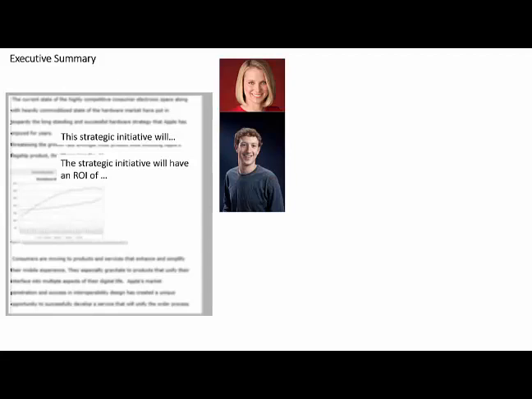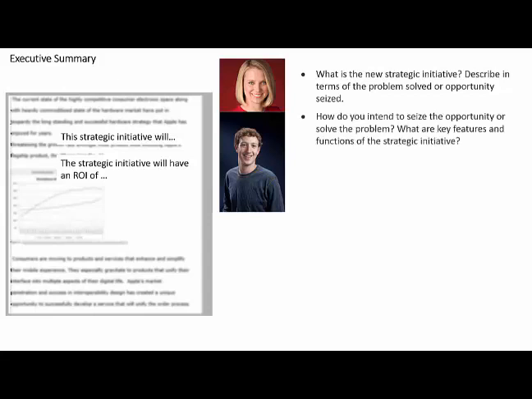You have to understand that those who read your executive summary are busy individuals. You've got to make sure that you clearly and concisely talk about the key things that are on their mind. And there is that list of questions. The first is, what is this new strategic initiative? And here you need to describe it in terms of the problem solved or the opportunity that you intend to seize. Then, how do you intend to seize that opportunity or solve that problem? What are the key features and functions of your strategic initiative?